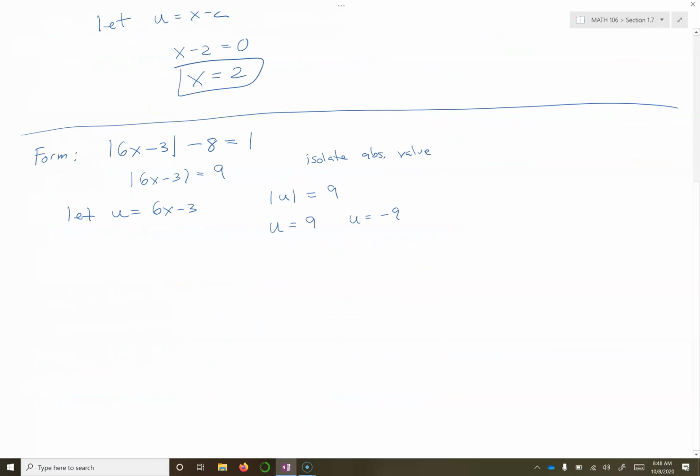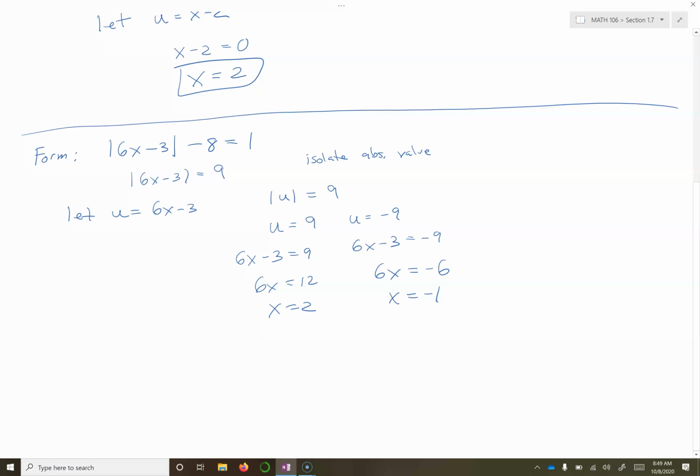So what you could do at that point is plug in what u is. So you have 6x minus 3 equals 9, and then 6x minus 3 equals negative 9. So 2 equations to solve, and they're very simple. So 6x equals 12, so we have x equal to 2. And then 6x equal to, what is that? I'm going to add 3, I'm sorry. It's negative 9 plus 3, so that's negative 6. So then we get x is equal to negative 1.